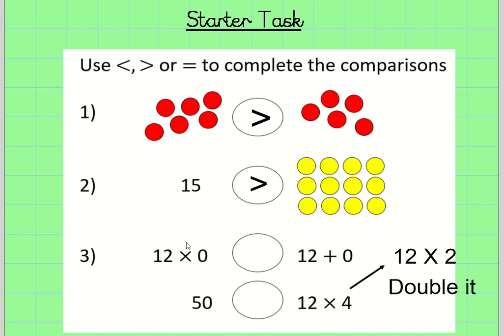Here we've got 12 times 0. If you multiply any number by 0, the answer is 0. So we've got 0, and then 12 plus 0 is 12, which means that 12 times 0 is less than 12 plus 0. And finally, we've got 50 and 12 times 4. Now remember, for 12 times 4, we can do 12 times 2, which is 24, and double it to get 48, which means that 50 is greater than 48. Okay, hopefully you understand those. If not, you could always rewind the video and listen to them again.